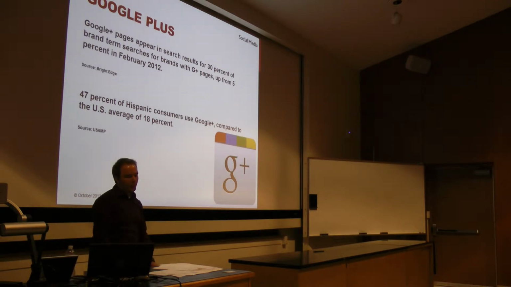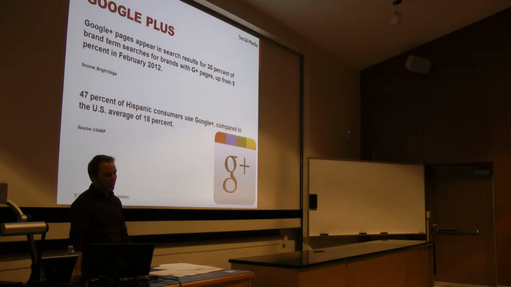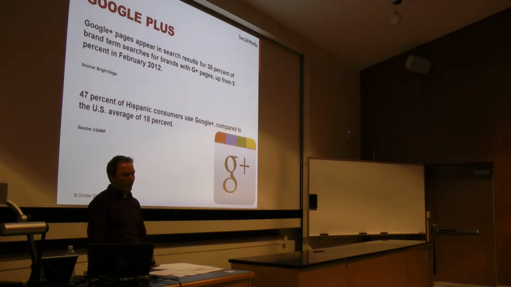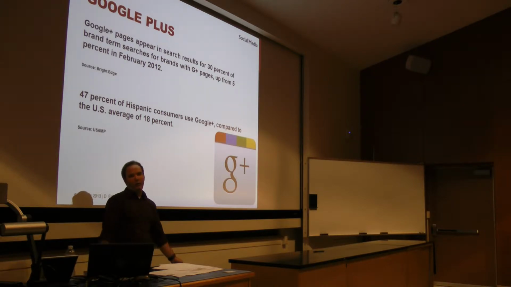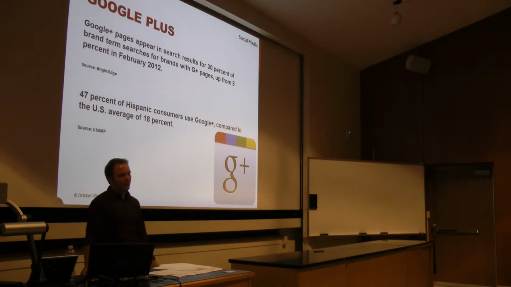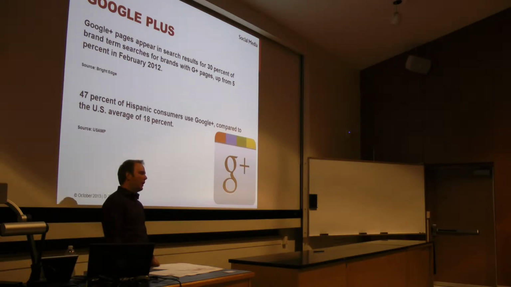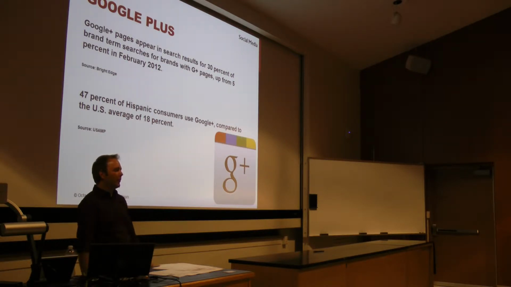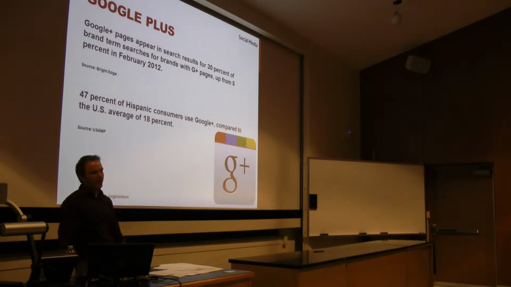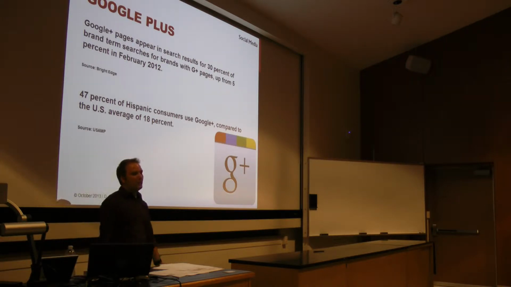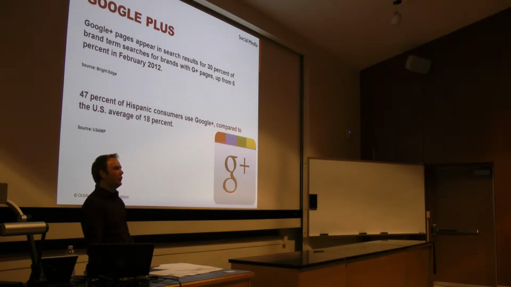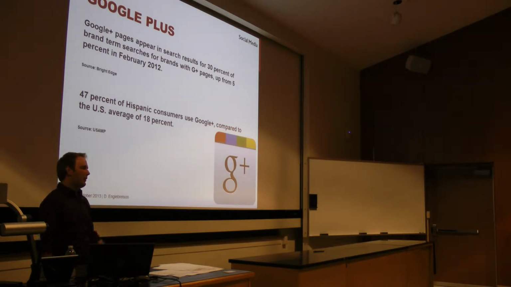But Google Plus pages appear in search results for 30% of brand term searches for brands with Google Plus pages, up from 5% in February 2012. So what that means is, let's say you're Gilbarco Veeder-Root and you are blogging about gas pumps and you use the word Gilbarco Veeder-Root in your blog. Every time somebody Googles Gilbarco Veeder-Root, 30% of that time my blog's going to come up. So you're stealing some share on the search engine 30% of the time by having that there.